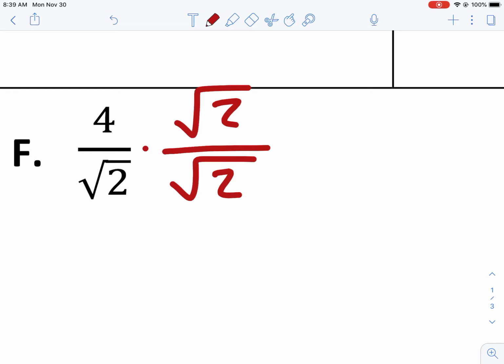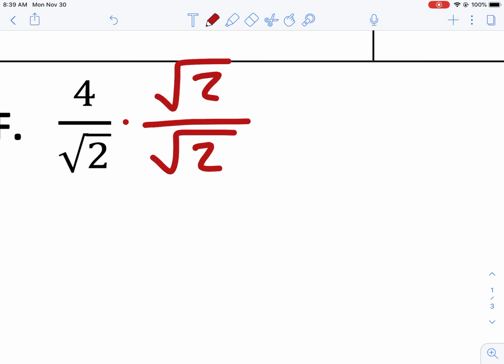But if you do have a radical on the bottom, what you do is you multiply by the square root of whatever that number is on top and bottom. So we're not changing our number, right? Because multiplying by something over itself is equivalent to multiplying by 1.